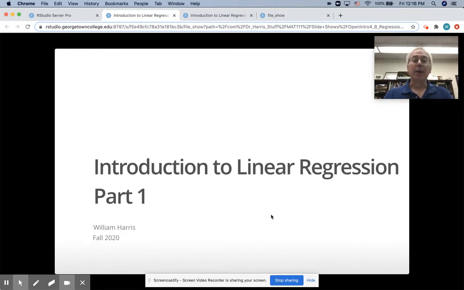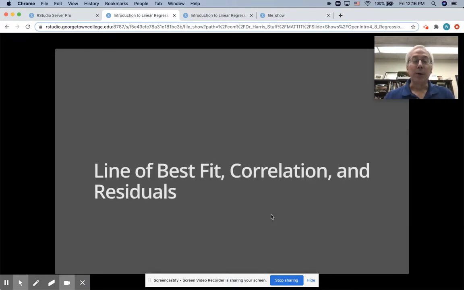This time our topic is linear regression. So we're going to do a little bit introducing some of the ideas behind regression analysis and learning some about how we would use RStudio to help us with some of these things as well. So in this video, we're going to be talking about the line of best fit. We'll be talking about correlation, and we'll also be talking about something called residuals. These things will all be hopefully clear to us by the time we're done with this slideshow/video.